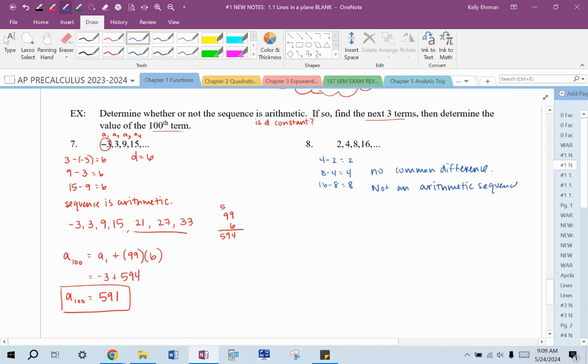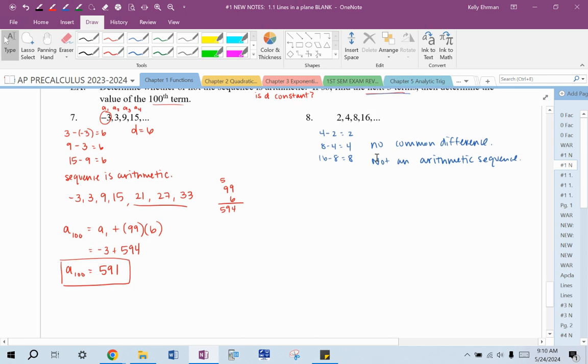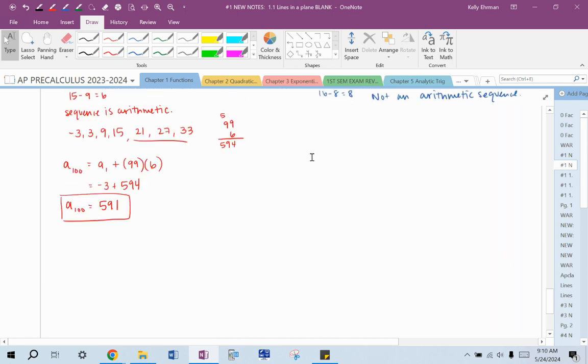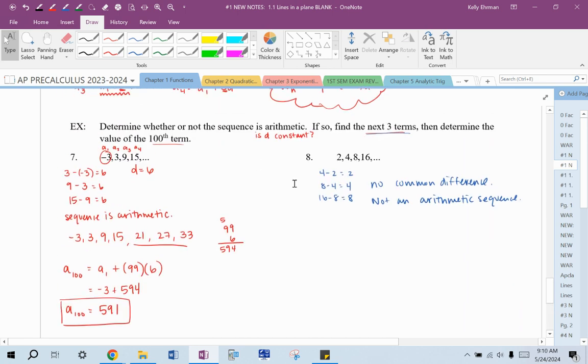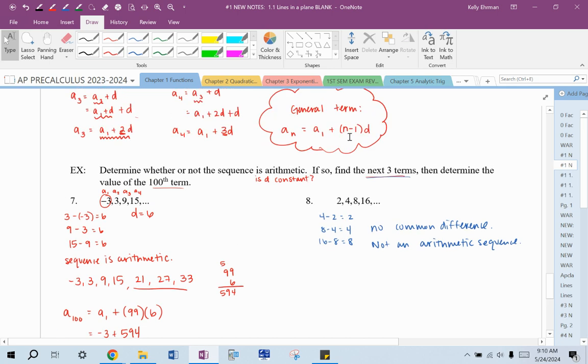So disappointing, but the good news is you don't have to find the next 3 terms. You don't have to find the 100th term. That's all that we're going to do with that problem. And so we're going to practice this a little bit more. But remember, I will expect you to have this formula memorized. If you study this formula, you can get to any term that you want, really.